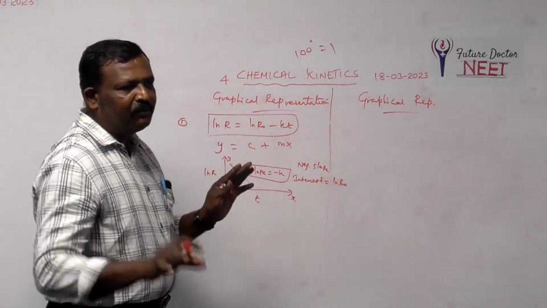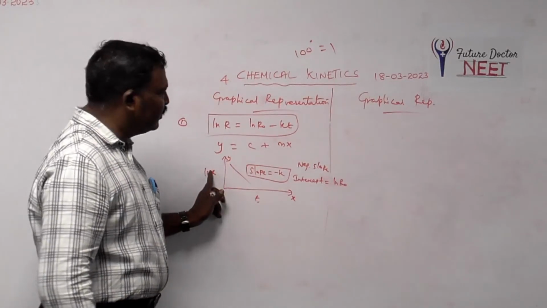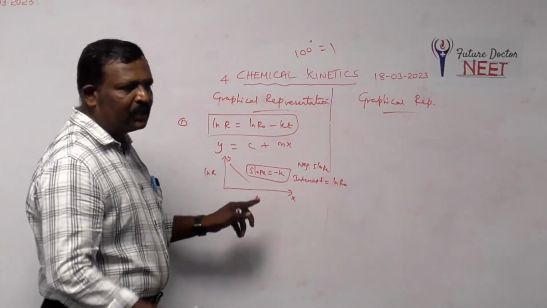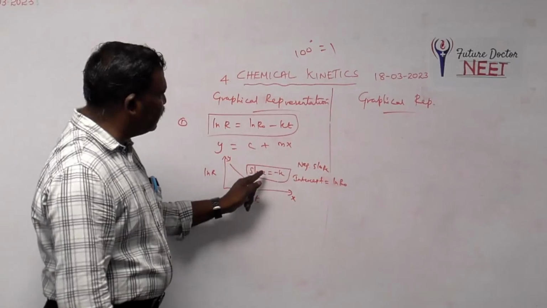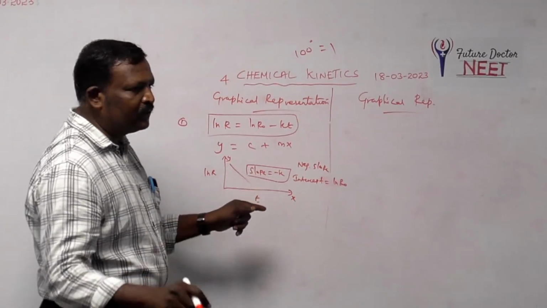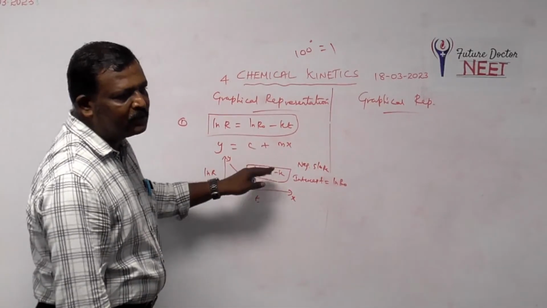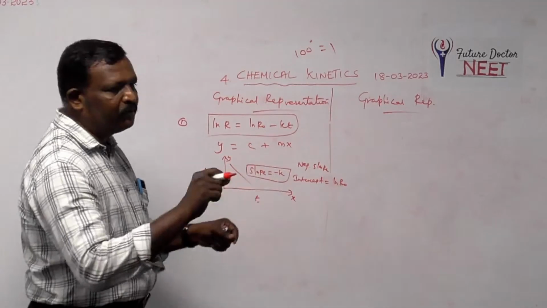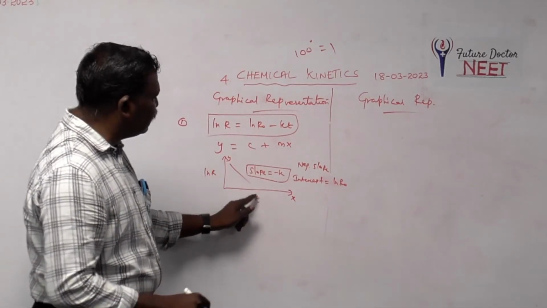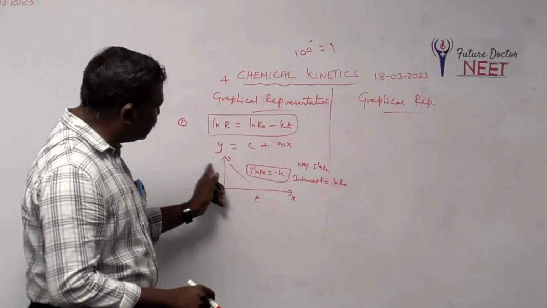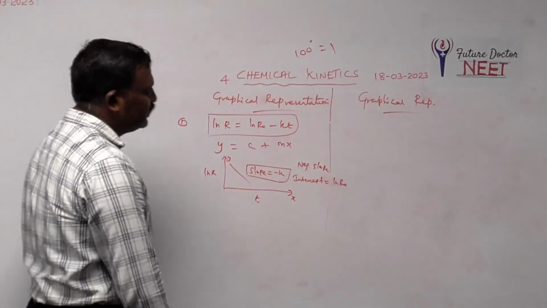Sometimes they won't give any graph. Simply when ln r versus t, in case of a first order reaction, what will be the slope? The slope is equal to minus k. Or sometimes the value is given, for example the rate constant is 2.5 into 10 power minus 2. In that value you put minus. It is a negative slope only, you should remember. Understood?